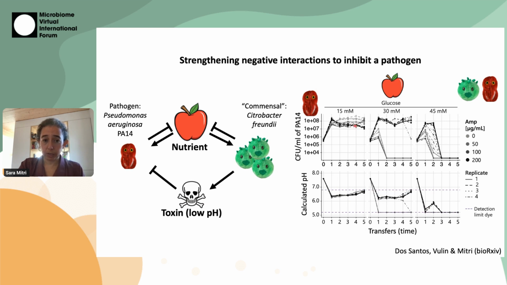And indeed, what we see if we look at the population size of Pseudomonas is that it drops more and more over time. We had actually, in this experiment, also applied some antibiotics. But in essence, you see that regardless of the antibiotic concentration, if the glucose concentration is high enough, then Citrobacter can completely eliminate Pseudomonas aeruginosa even without the antibiotics.